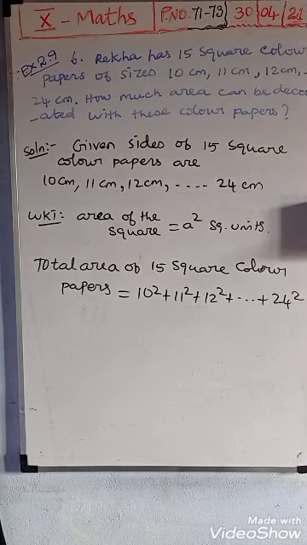Sum of squares of n natural numbers, we know the formula. But here we want to start with 1 square, 2 square, 3 square, but here it started with 10 square, 11 square. Continuously it will be there after 10: 10, 11, 12 like that. So how many terms are missing before? 1 square to 9 square is missing.